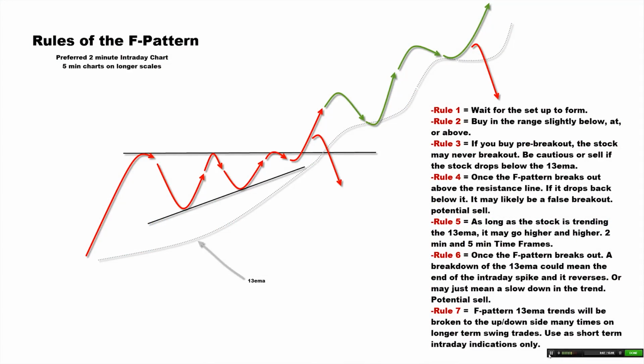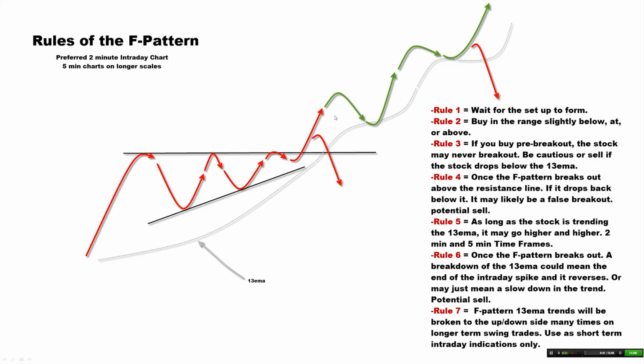All right, now rule number 5: as long as the stock is trending the 13 EMA, regardless of what time frame you're looking at, depending on the 2-minute, 5-minute, maybe even stretching it out to the 15-minute, as long as that 13 EMA is trending, there's really no telling how high the stock is going to go. So after the breakout of any kind of F pattern or FUS4 pattern for that matter, my typical goal is to ride the 13 EMA as a trend. It's not always easy to do that due to volatility.